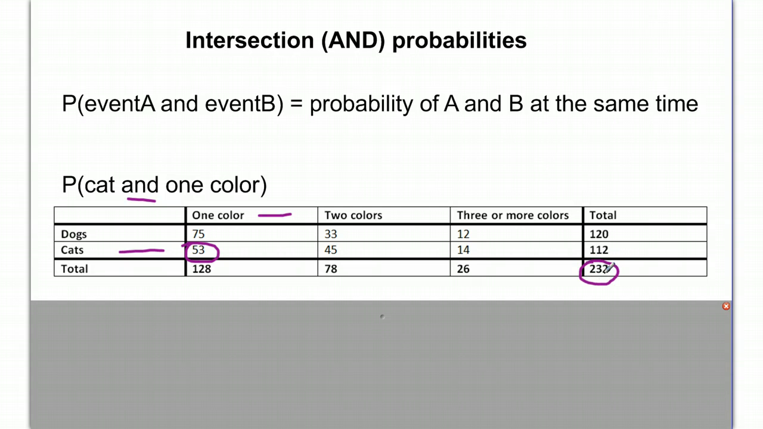232 animals. So now we're back to our big total. We're not trying to take any conditions anymore. So back to our big total. 53 out of 232.